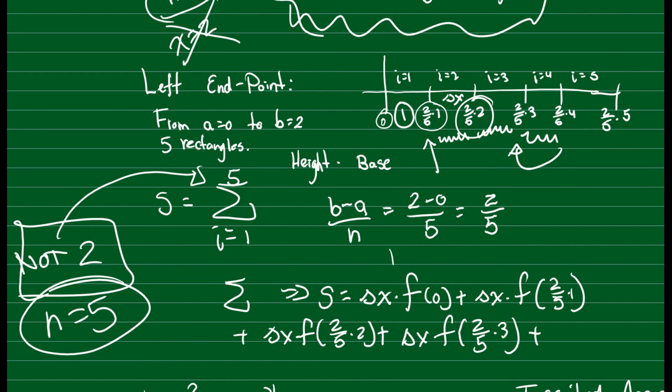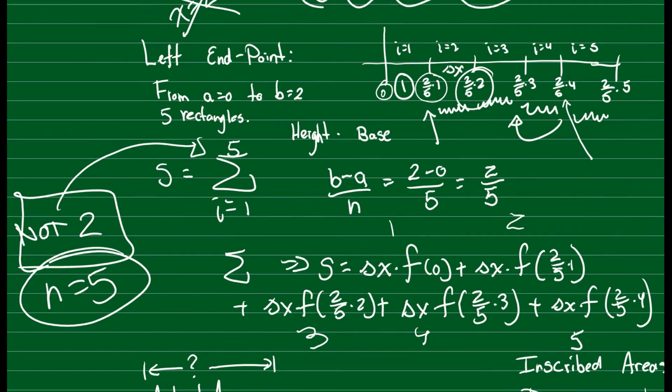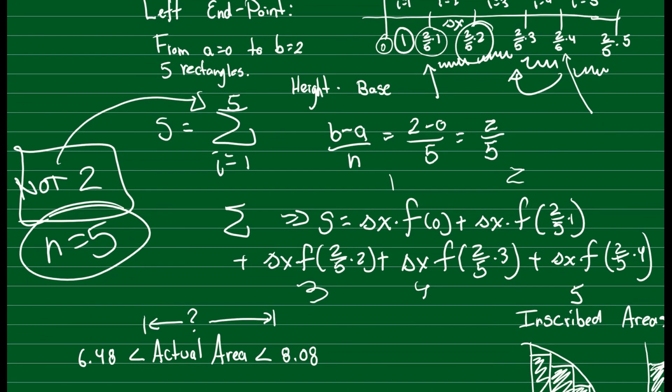so we have 1, 2, 3, 4. I'm coming to my last rectangle, and this is the last rectangle that I always have to pay special attention to. Delta x is still the same, times f of what? On my last interval, if I'm using the left endpoint, I'm using this one right here, so it's 2/5 times 4. And what do we get here?